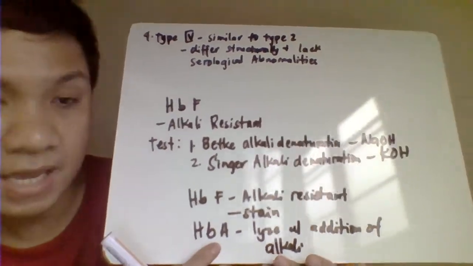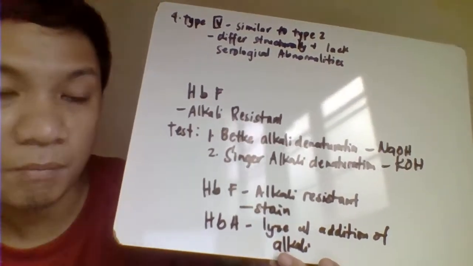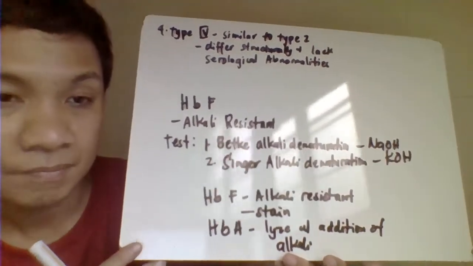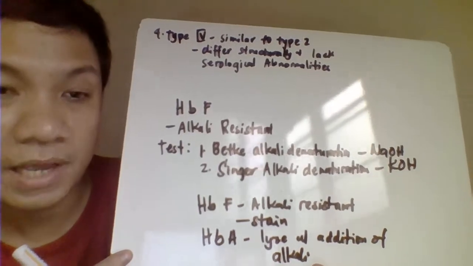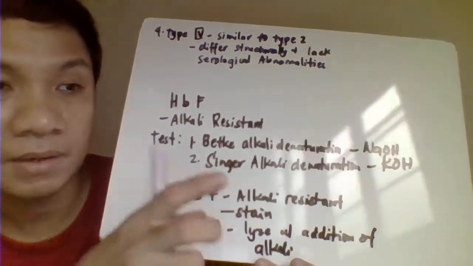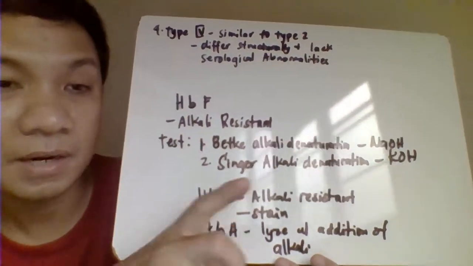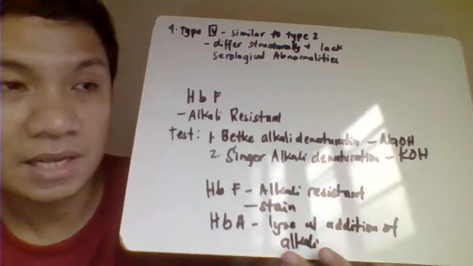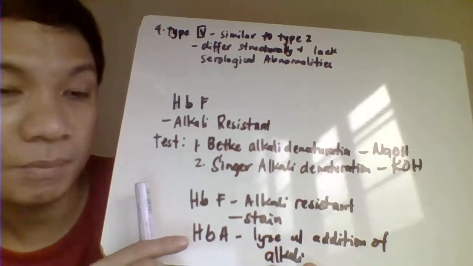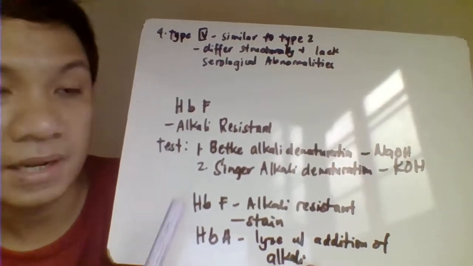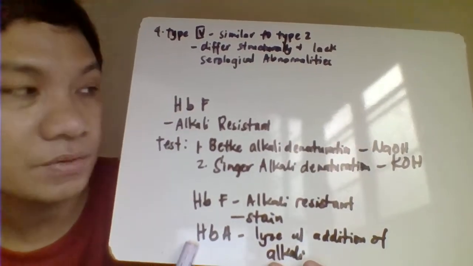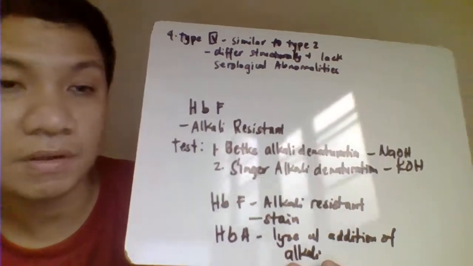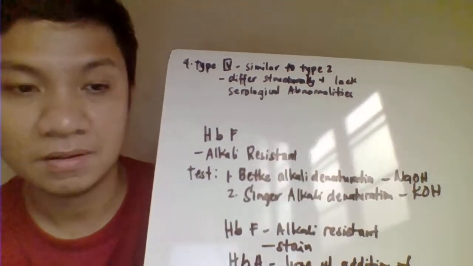Whereas hemoglobin A, which is the maternal or adult hemoglobin, will lyse when you add an alkaline solution. Therefore, that helps you differentiate whether what you are seeing is a fetal RBC versus an adult RBC. That's for hemoglobin F. You can use the Betke alkali denaturation with the use of NaOH, or the Singer alkali denaturation with the use of potassium hydroxide. Okay, thank you.